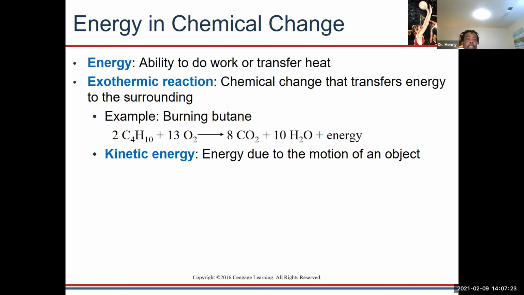So if we're putting energy into a system, it's called endothermic. If we're taking energy out of a system, it's called exothermic. Exothermic meaning that fire is being released and things like that, right? Or heat is being released. So endothermic, you're putting energy into the chemical equation or into the system. Exothermic meaning that you're releasing energy. Are you guys with me? Okay, so for instance, if we're burning butane, that's going to be exothermic.